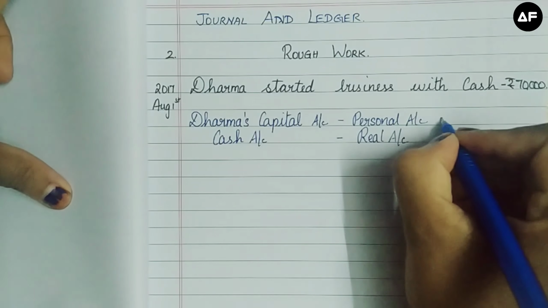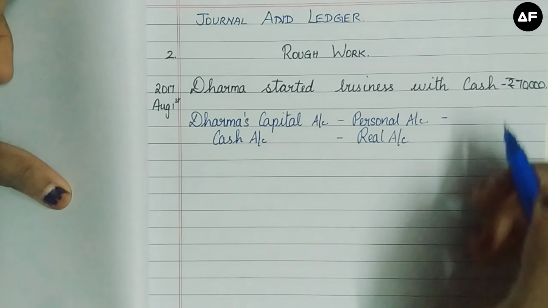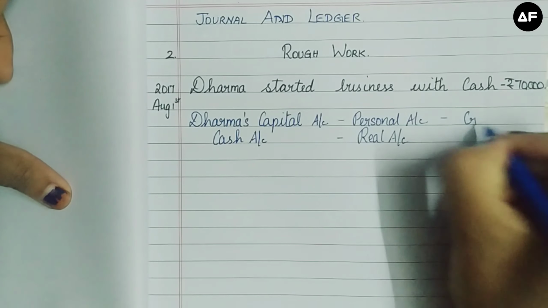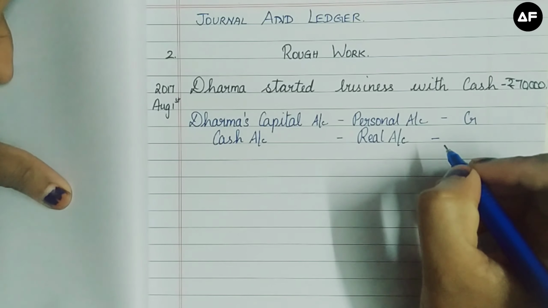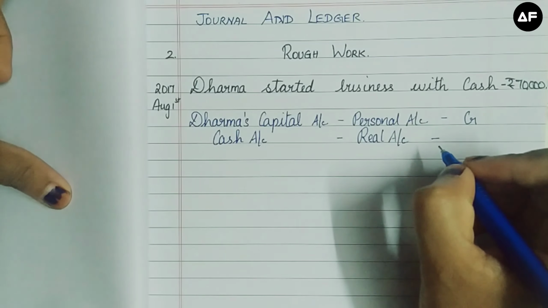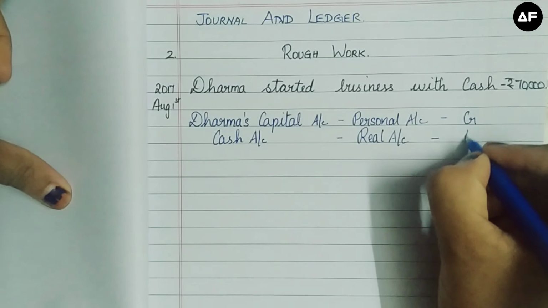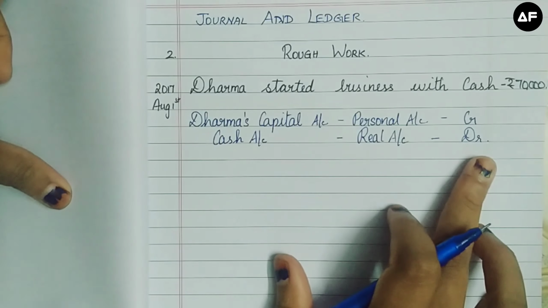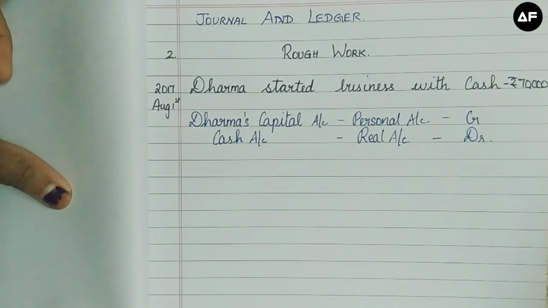So the rule for personal account is debit the receiver and credit the giver. Here Dharma is giving the capital, therefore we are going to credit Dharma's account. And as per real account, cash is coming inside the business, therefore debit what comes in. Therefore in the entry it is going to be cash account debit to Dharma's capital account.